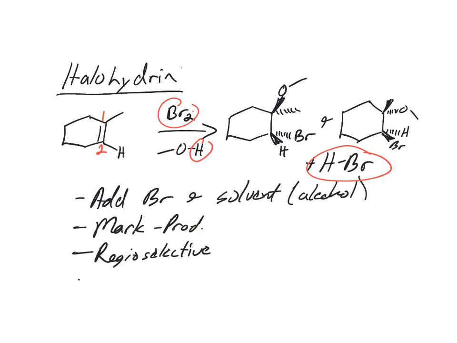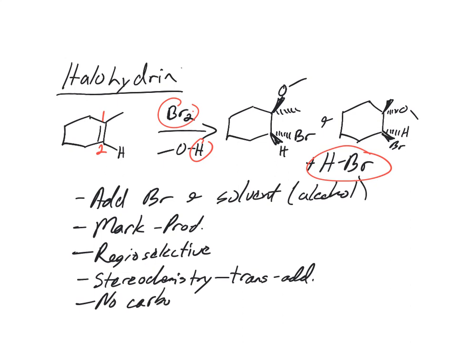You'll also hopefully notice the stereochemistry involved here. In the products of this halohydrin, we get a trans addition again. And of course there are no carbocations, so we don't need to worry about rearrangements at all. So halohydrin: adding a bromine and the solvent. Halogenation: you add 2 bromines.